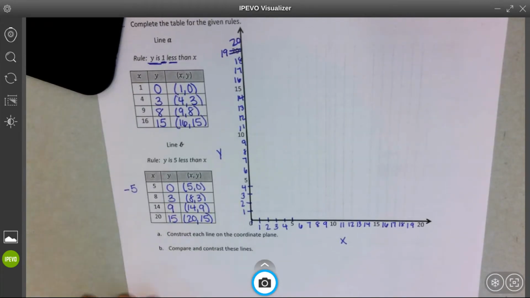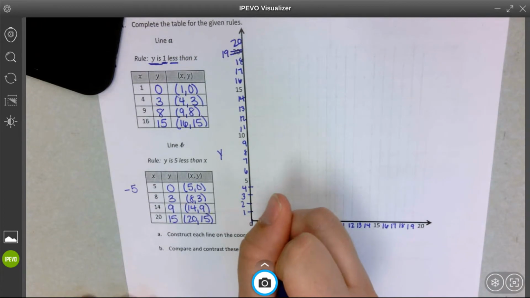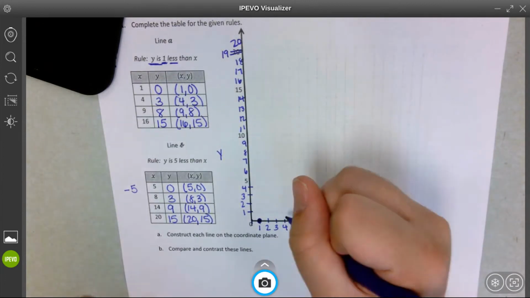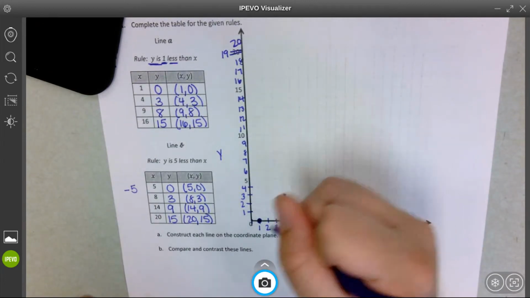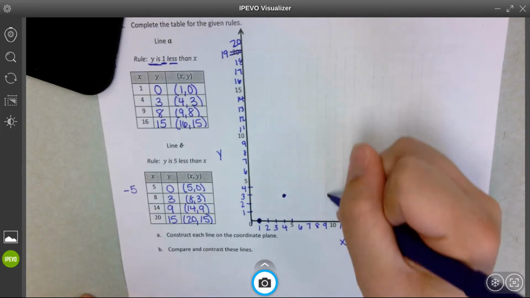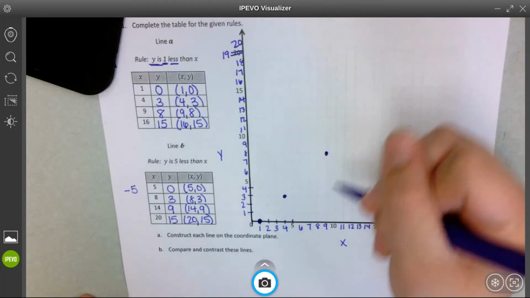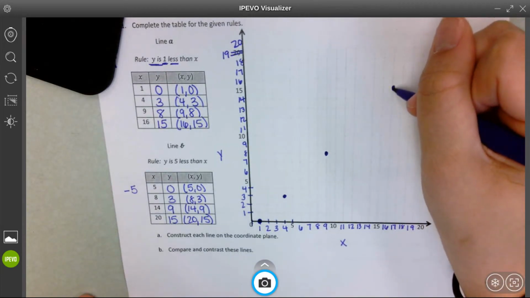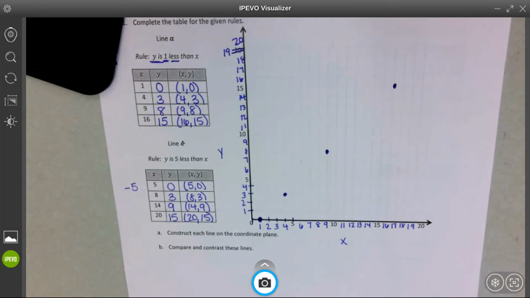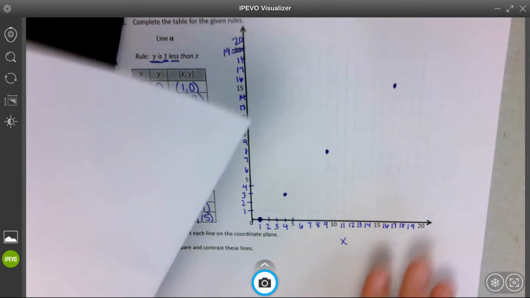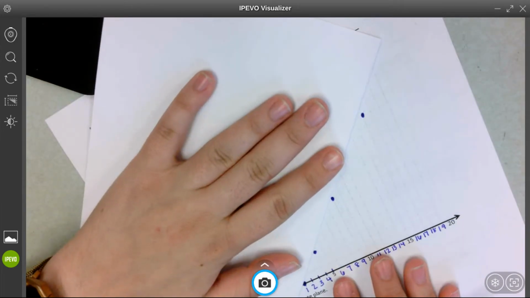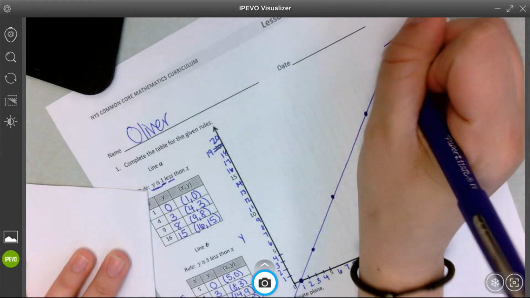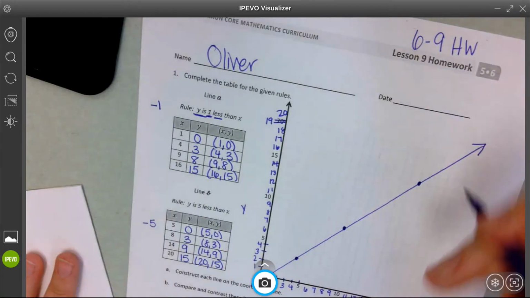So line A. I'm going to go over 1 and up 0, so I'm not going to move at all. So there's my first spot. Then I'm going to go over 4 and up 3. Then over 9 and up 8. Then over 16 and up 15. And then I'm going to get my straight edge. Fortunately, I don't have a ruler with me. Some of you might not have one at home either. That's okay. Just use a nice piece of paper and draw a nice straight line. Don't forget to put your arrows and label it line A.